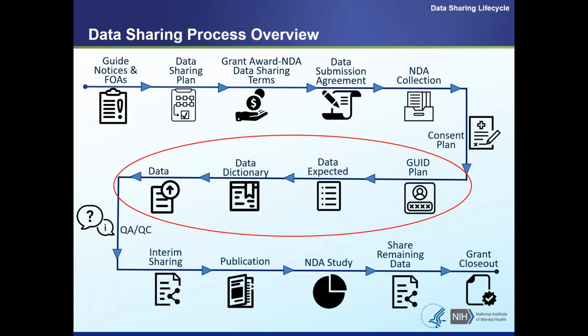This kind of linear chart shows the overall process from when you're initially applying for your grant all the way up until closeout. And what we're going to be covering now is kind of this second row of getting your GUIDs created, defining data expected, uploading your data. Well, we actually won't discuss uploading your data, but we're going up to that point. You're working with the data dictionary to get it harmonized.